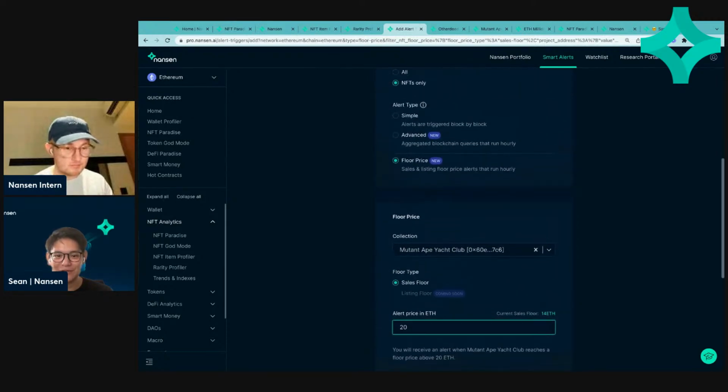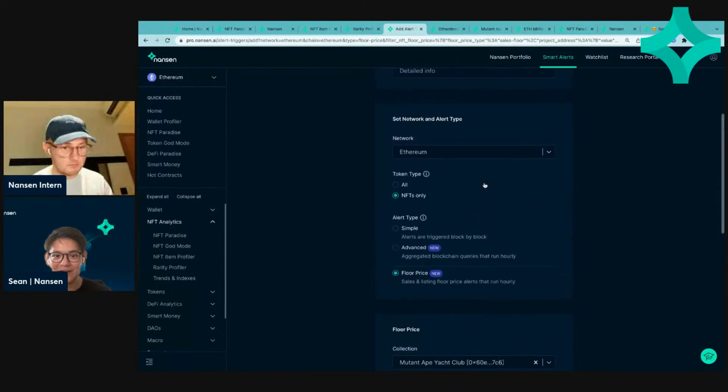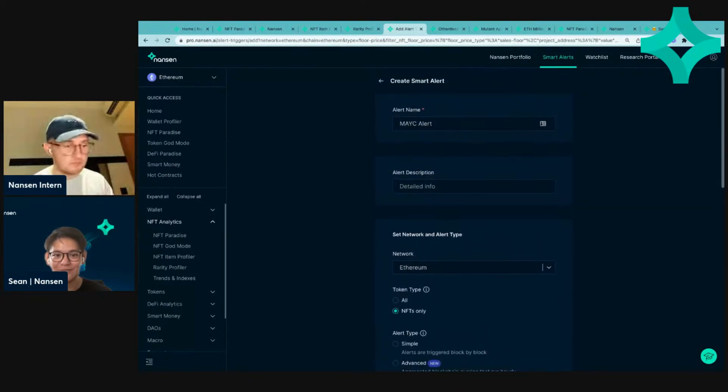So feel free to exploit the smart alerts. I really love this new feature that came up. But I'll encourage you guys to make use of it as well to help you so that you don't have to be staring at charts all day, right? So make use of the tools that we have at Nansen to help you with trading.